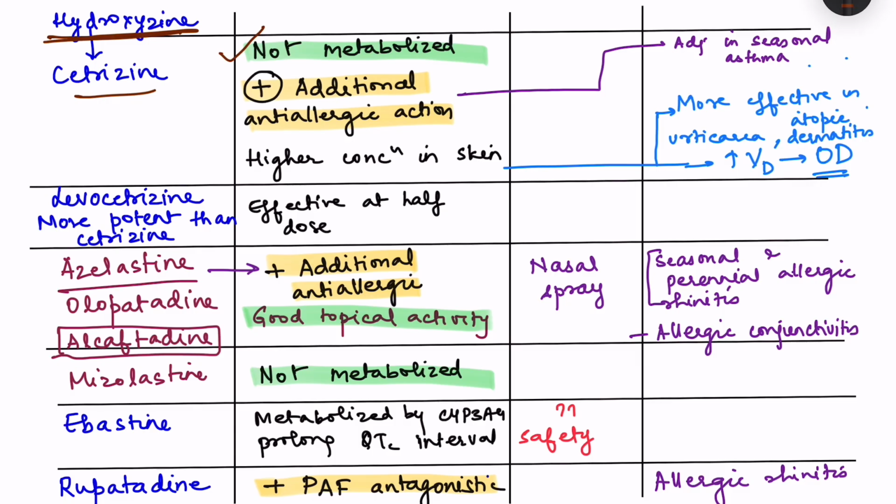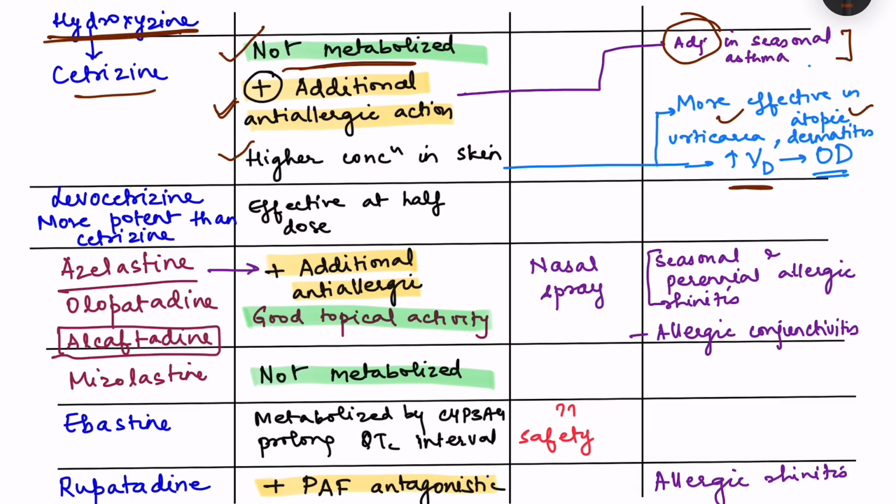Okay. Second, it has additional anti-allergic action, that is inhibiting the action of leukotrienes, and PAF release also it is inhibiting. And it attains higher concentration in skin. So because of this, it is very safe because it is not metabolized. Second, because of additional anti-allergic action, it has adjuvant use in seasonal asthma. Third, because of attaining higher concentration in skin, it is more effective in case of urticaria and atopic dermatitis because these are skin lesions. Plus, it has increased volume of distribution.